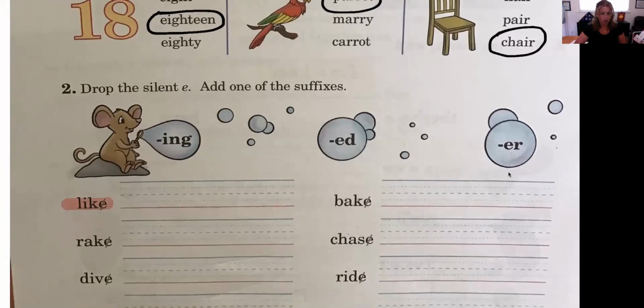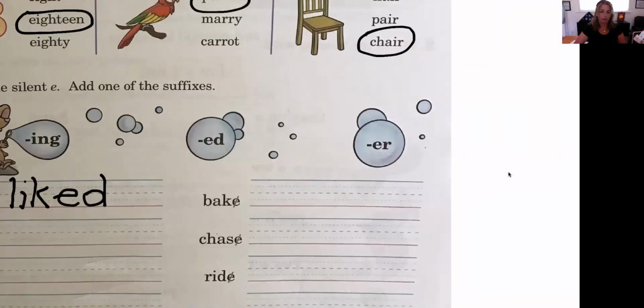Okay, well, like what I was just saying, if I choose ing and make it liking, is that a word? I like vanilla better than chocolate. Does that make sense? Okay. How about ed? I liked chocolate better than vanilla. Okay. So we rewrite the word liked. And if you want to choose ing, go right ahead. L-I-K. I dropped the E before adding ed. I liked. Okay. Next word, we have bake.